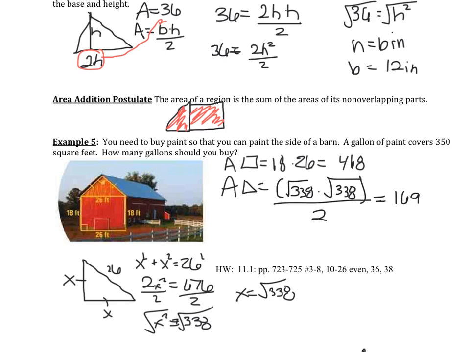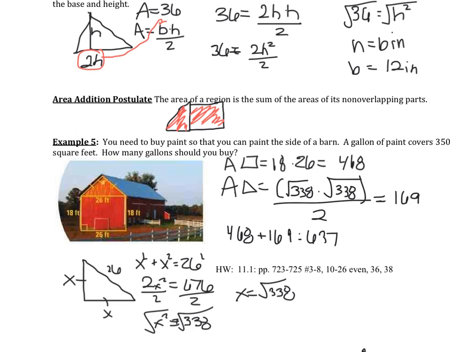Now, if that's the area of my triangle, I'm going to take the area of my triangle plus the area of my rectangle, so I can figure out the total area and know how many gallons I need to buy. So I'm going to add those two numbers together. 468 plus 169 is equal to 637. So that is my total area.